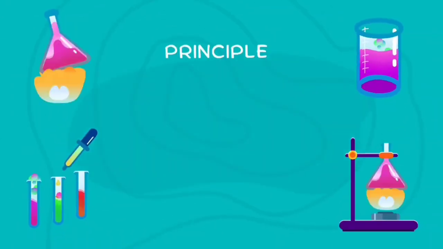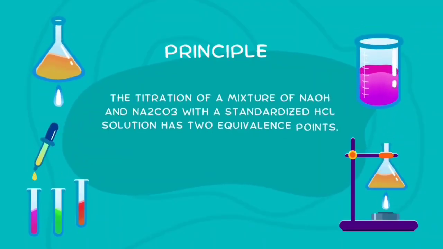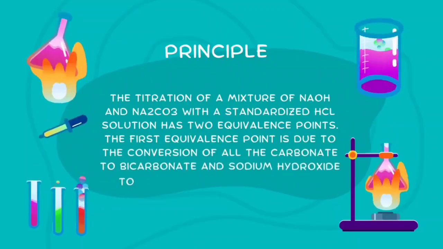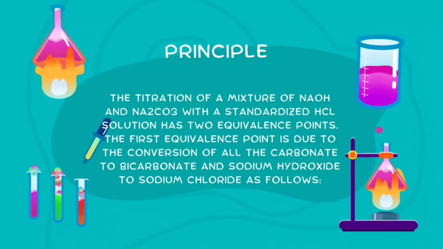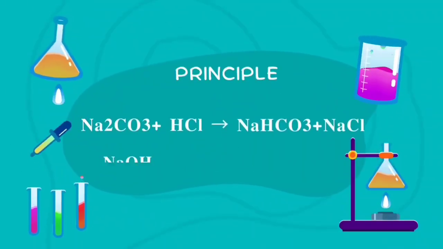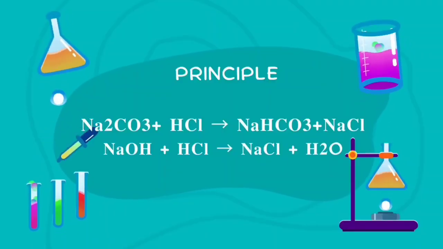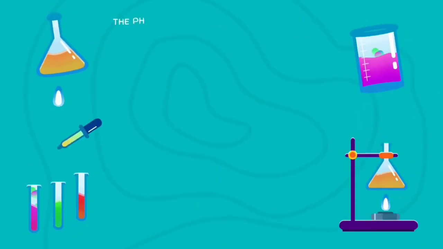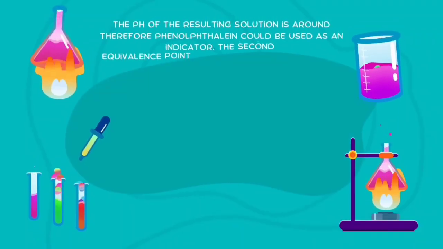Principle. The titration of a mixture of NaOH and Na2CO3 with standardized HCl solution has two equivalence points. The first equivalence point is due to the conversion of all the carbonate to bicarbonate and sodium hydroxide to sodium chloride as follows. Na2CO3 + HCl gives NaHCO3 + NaCl. NaOH + HCl gives NaCl + H2O. The pH of the resulting solution is around 8.3, therefore, phenolphthalein could be used as an indicator.